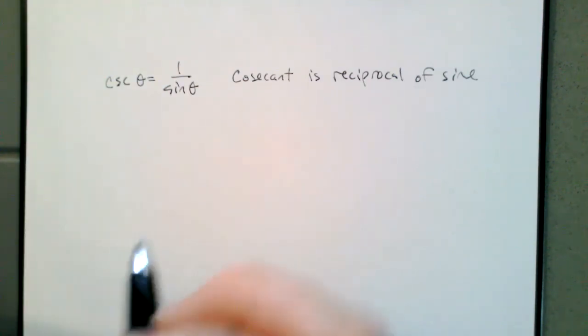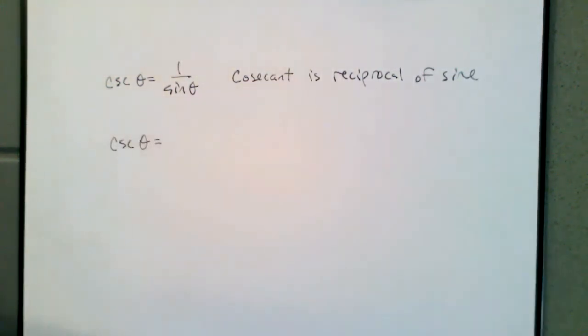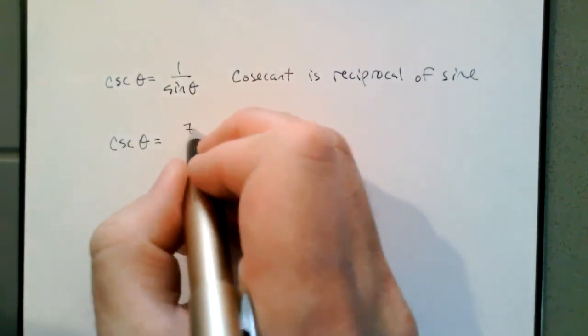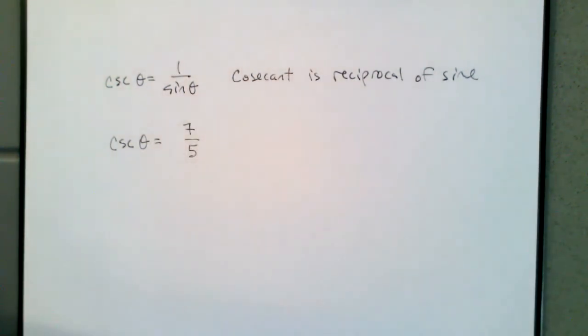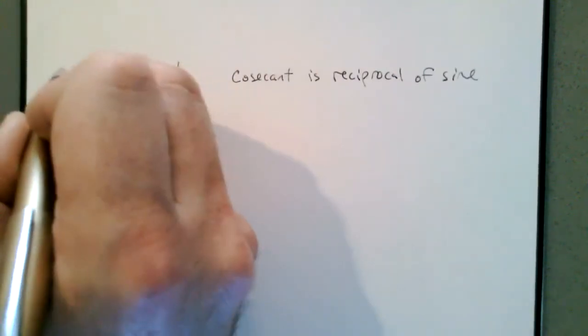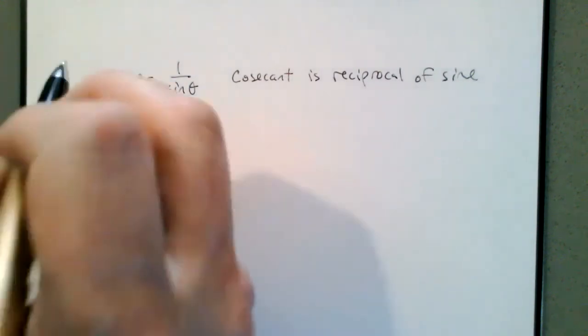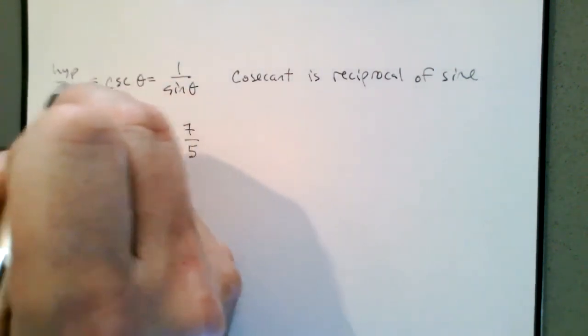So if we had something like cosecant theta equal to, say, 7 over 5, because we have hypotenuse. Dang it, I intended to write this. So since cosecant is the reciprocal of sine, and sine is opposite over hypotenuse, cosecant is hypotenuse over opposite.